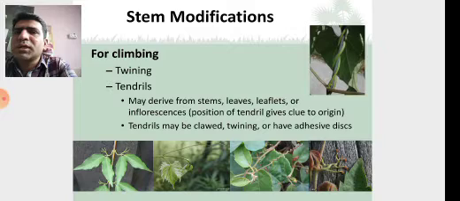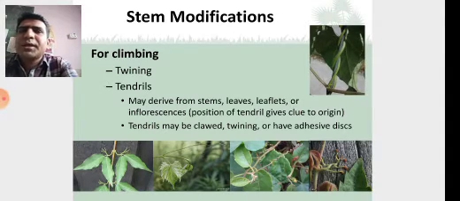Stem modification. What are the modifications in the stem? For climbing, twining and tendrils are synthesized, and these may derive from the stem, leaf or leaflets, or inflorescence. The position of the tendril gives a clue to its origin, meaning we can identify the origin of a particular plant from its tendrils. Tendrils may be cleaved, twining, or adhesive discs.